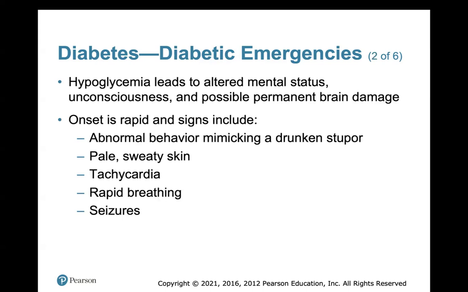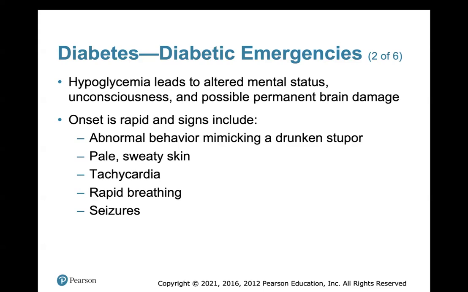Hypoglycemia will ultimately lead to altered mental status, unconsciousness. It can lead to possible permanent brain damage and even death if left untreated for long periods of time. So we talk about the brain needing glucose, oxygen, and water, right? So you deprive it of glucose, there can start being some permanent problems there. So it is an emergency. It does need to be dealt with very quickly and very effectively as soon as we're called out there to deal with it. So onset's rapid.